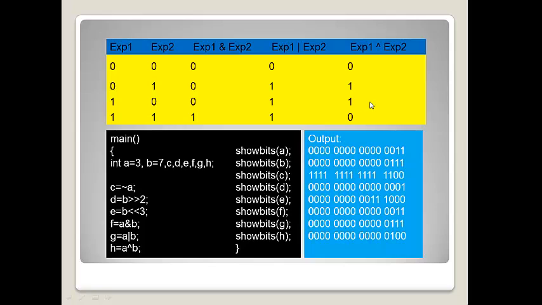So in the XOR operator, if either expression 1 or expression 2 is 1, the result is 1. Otherwise it is 0. If both are 0, the result is 0. If both are 1, the result is 0.